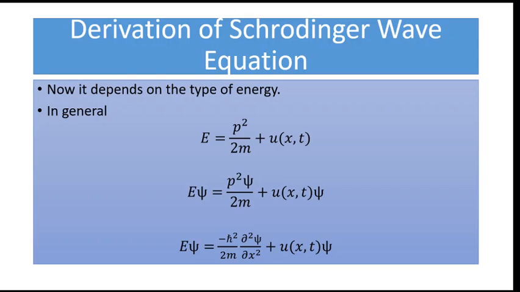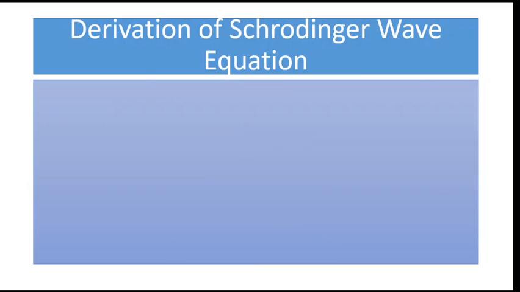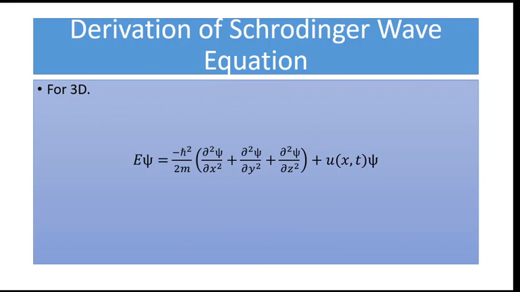This is the one-dimensional Schrodinger wave equation, and we considered that the particle is moving along the x-axis. Now we can generalize this equation to 3 dimensions by considering the motion along the other 2 axes, which are the y and z axes. Our equation for 3 dimensions becomes E psi is equal to minus h bar square over 2m times partial square psi over partial x square plus partial square psi over partial y square plus partial square psi over partial z square, plus U(x,t) times the wave function psi. This is the 3-dimensional Schrodinger wave equation for a particle.